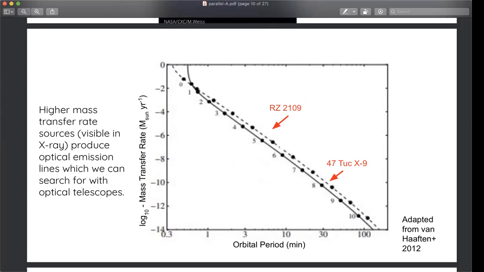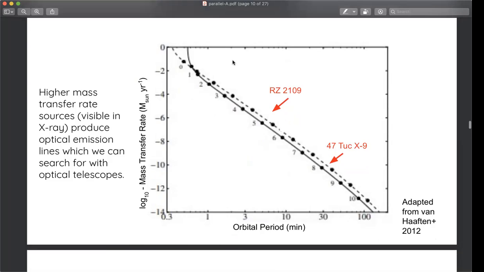And if we use these theoretical predictions to extrapolate where RZ2109 should be, with its much higher mass transfer rate, that puts it at about a 5-minute orbital period. Now, because it has such a high mass transfer rate, the physics of the system is totally different and is actually producing super-Eddington outflows and optical emission, which is something we can search for with optical telescopes.